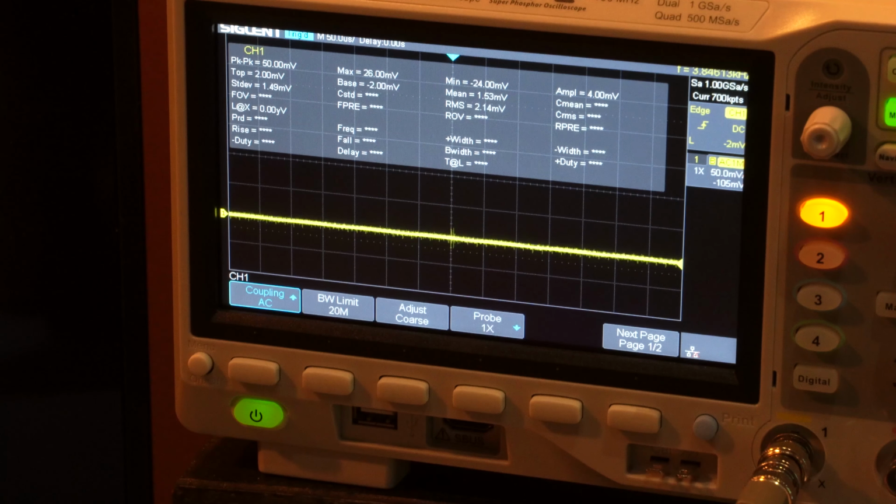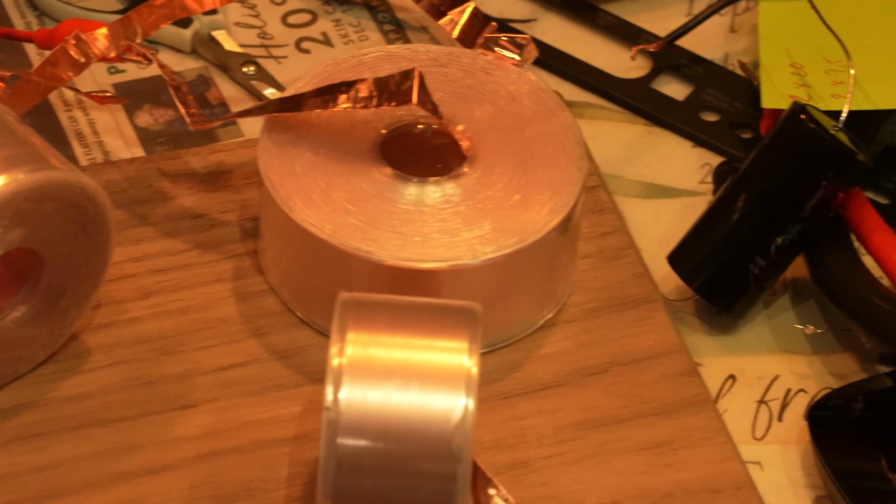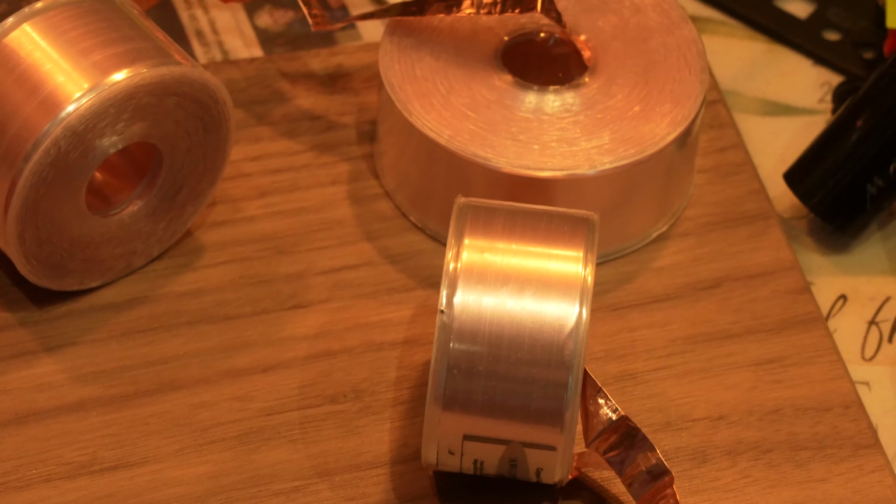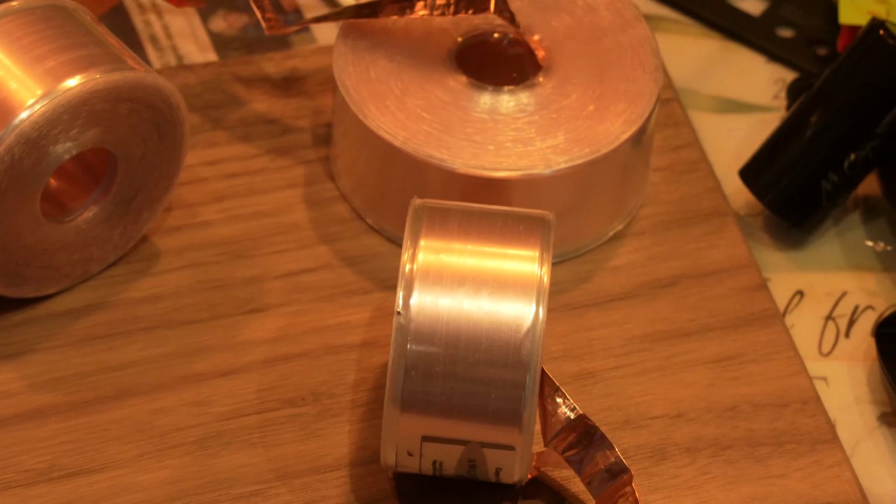Putting them in a vertical position makes things a lot better. This is at 1 inch away, so it's dropped drastically to almost 15 millivolts. So that's what I mean by vertically here. They're at a right angle plane to each other, those two.